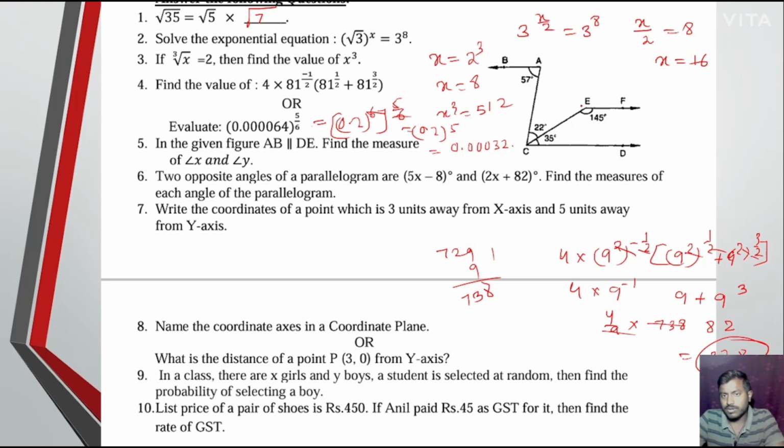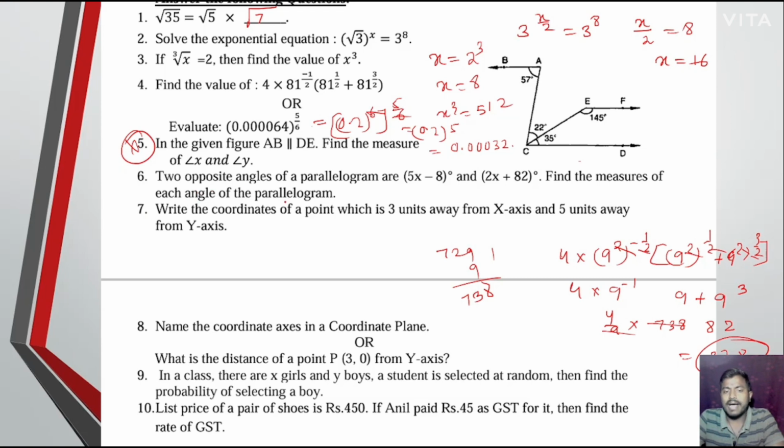Okay, X and Y. Parallel is AB and DE. AB and DE. Okay. Where is DE? AB parallel, sorry, EF side. DE. The question is wrong.